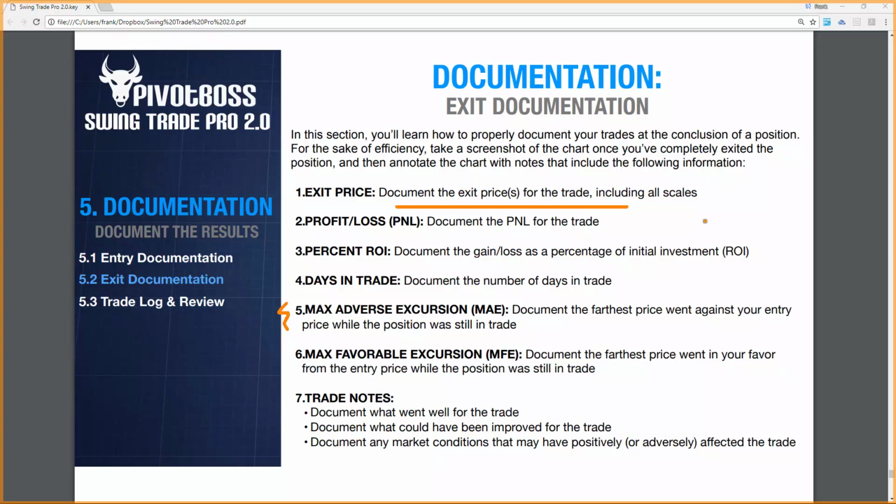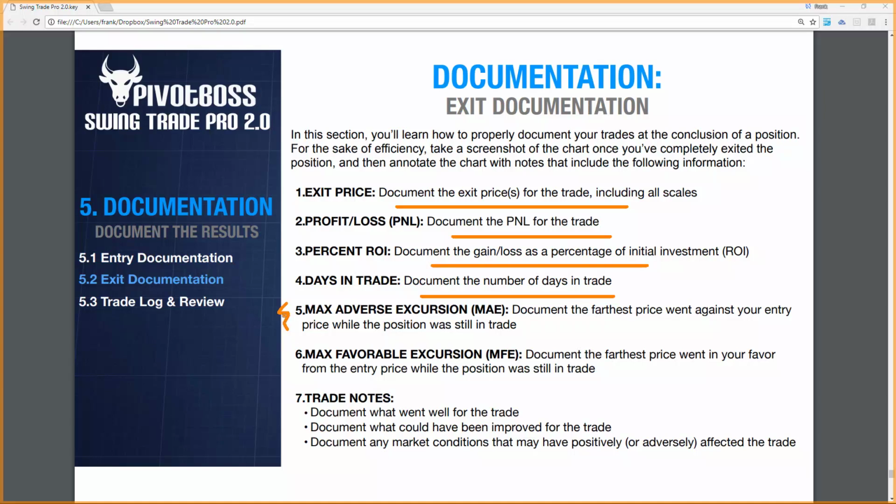Document the exit price for the trade, including all scales. Number 2, document the P&L for the trade. What's the profit or loss for the trade? Document the gain or loss as a percentage of initial investment. That's your ROI. Also document the number of days in trade. I always like to see how long I was in trade for that opportunity.